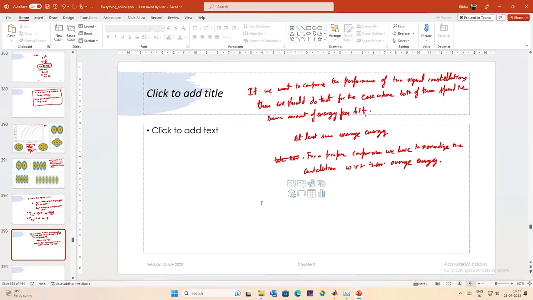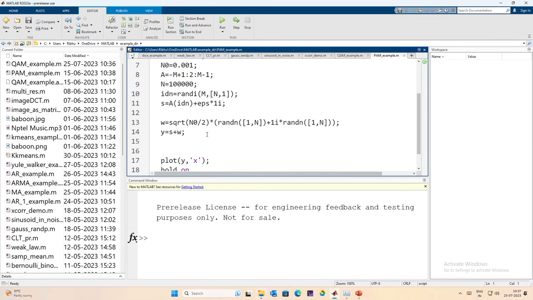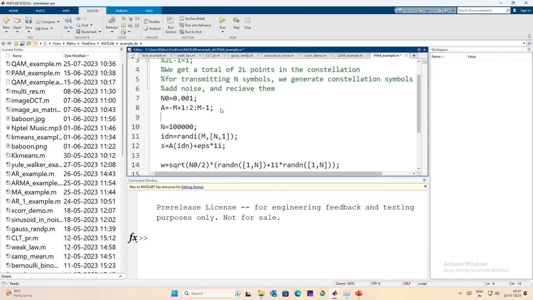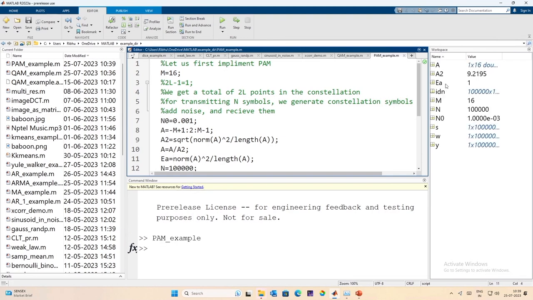Fine. So, let us first look at what happens to the distances and then look at what happens to the constellation. So, this is the constellation: norm A squared divided by length of A, and the square root of this. This should be unit energy now. So this will display the length of the constellation, and this should be unit energy now. So, I'll run this, and EA is always 1.